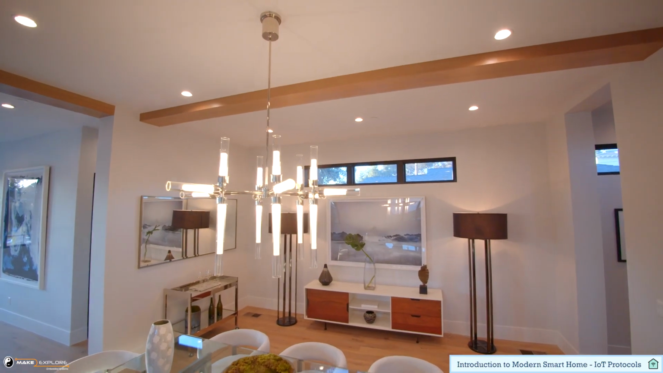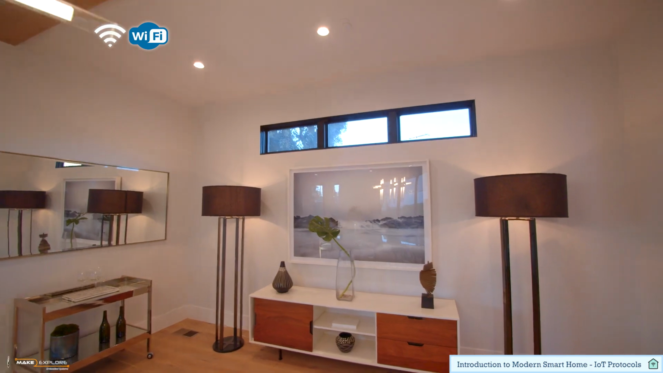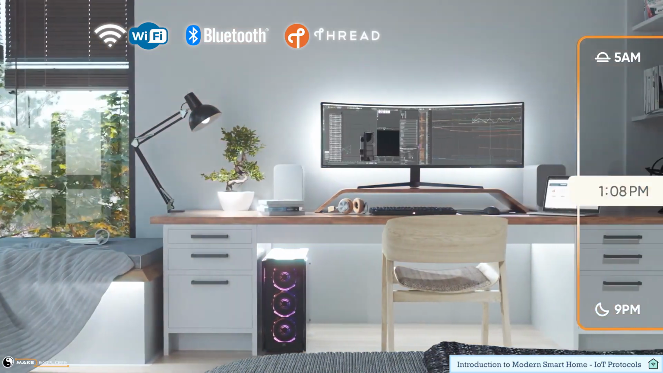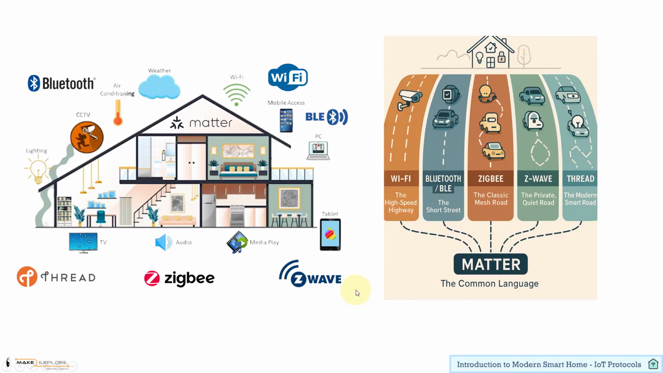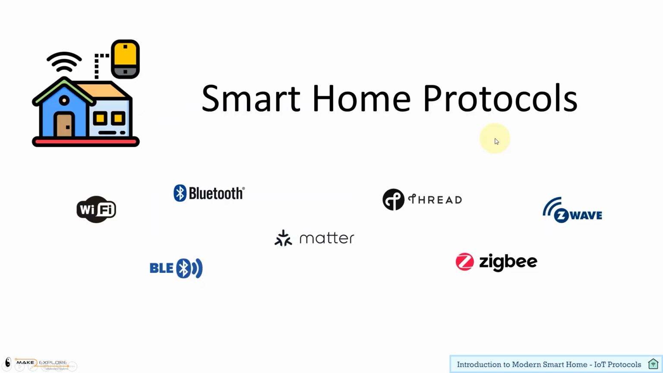In a modern smart home, protocols like Wi-Fi, Bluetooth, Thread, Zigbee, and Z-Wave quietly handle networking, while Matter ties it all together, creating a smart home that is simple, secure, and truly connected. So this was all about a brief overview of typical smart home protocols.